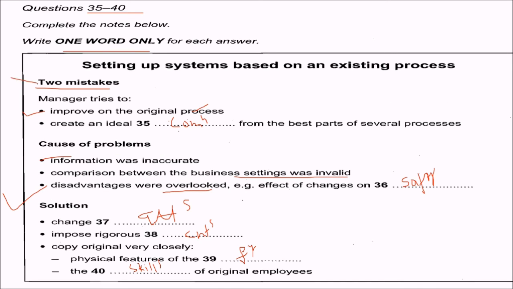Then what about 35 to 40? Creating an ideal combination should be good, and here disadvantages were overlooked. Effect of changes on safety: this is safety. Here we have changing attitudes, impose regular controls, and then physical features of the factory, and then the skills of original employees.